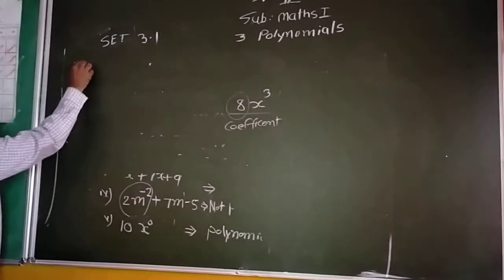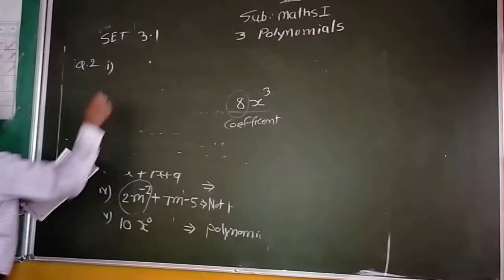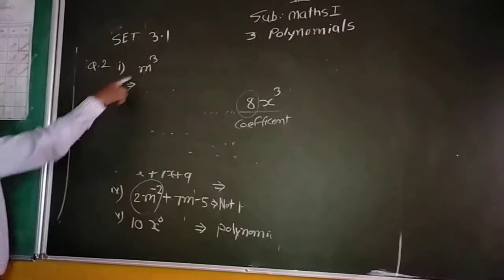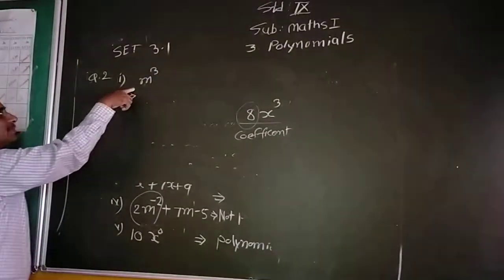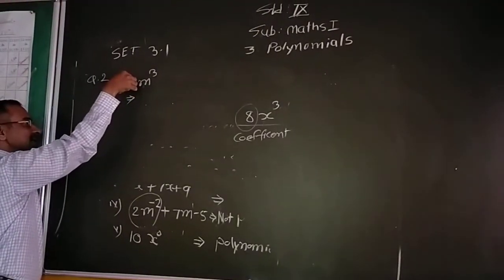So question number 2, first sub-question: m cube. What is the coefficient? m cube is multiplied by nothing. If there is nothing, then it is considered as 1.